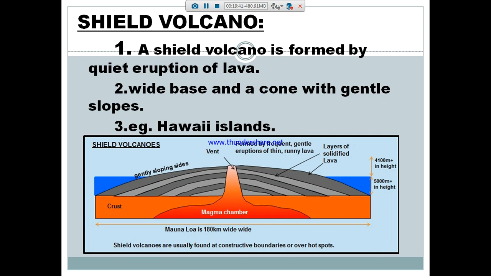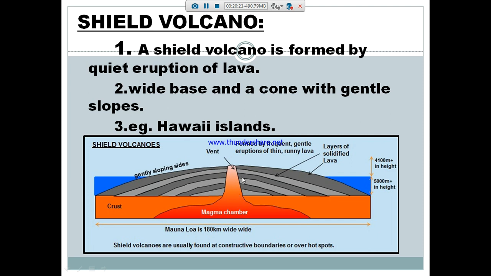See, a shield volcano is formed by the quiet eruption of lava. Only low silica content occurs here. Such a volcano has a wide base with a cone with gentle slopes. The Hawaii Islands volcanoes are the best example for this. See here the vent, here the magma chamber is there. The volcano has gentle sloping sides. The vent will look like a cone shape.